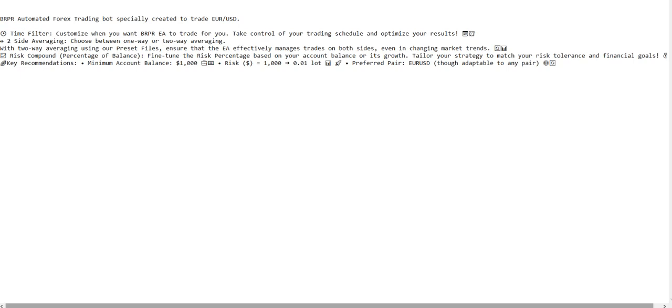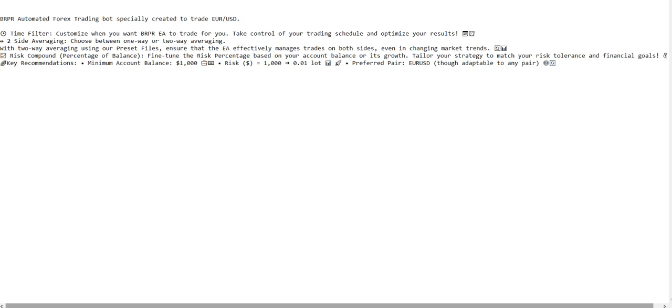It has a time filter. You can customize the BRPR EA to trade for you based on the timing you want to trade. Take control of your trading schedule, and you can optimize the result based on your preferred time zone, whether US time zone, UK time zone, or Asian time zone.